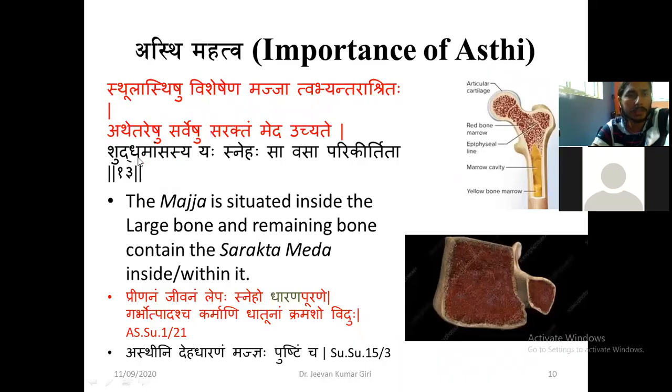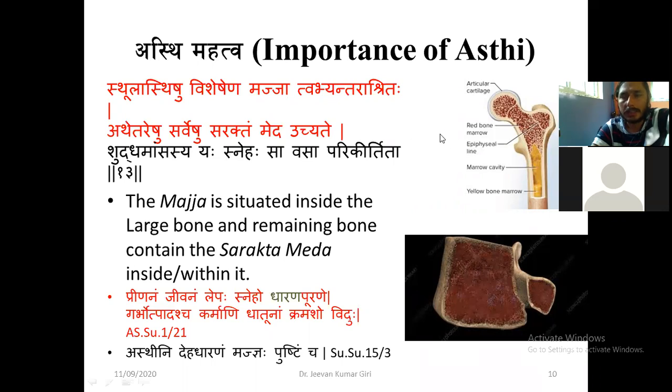Now the remaining, Suddha Mamsasya Yah Sneha Sa Vasat Parikirtita, is for Vasa. That is not required here. We just require the meaning of these two lines. Stulastisu Visesena Majja tu Abhyantara Asrita Atha Etareshu Sarveshu Sadraktam Meda Uchyate. See, this means: here Stulastishu Visesena Majja. Here the Stulasti are the long bones and the short bones.